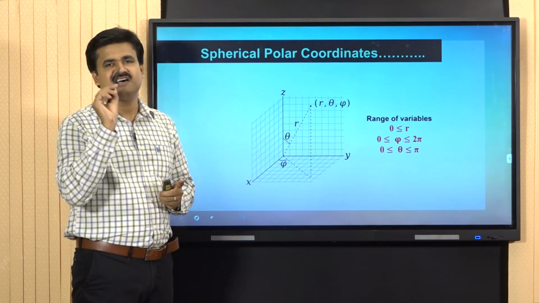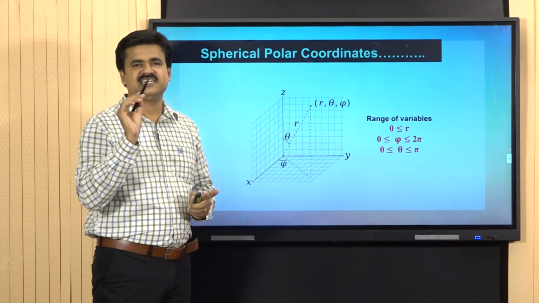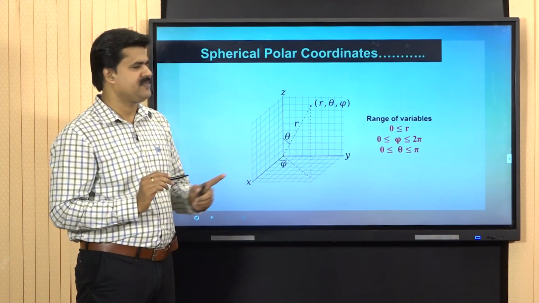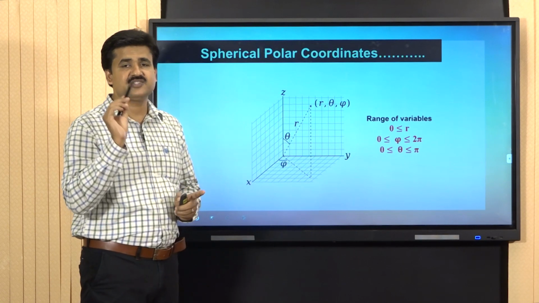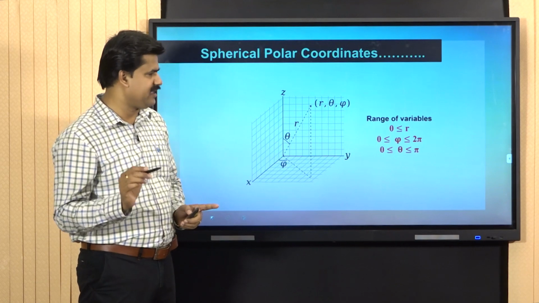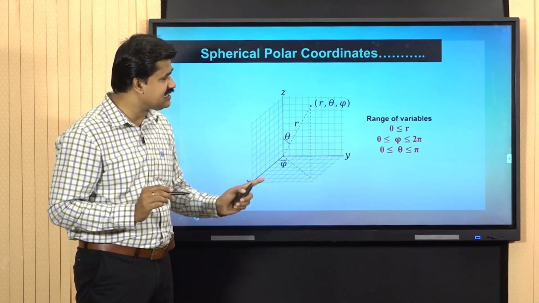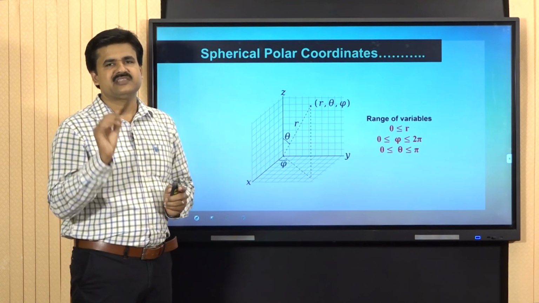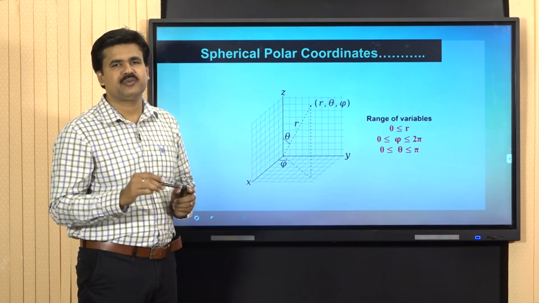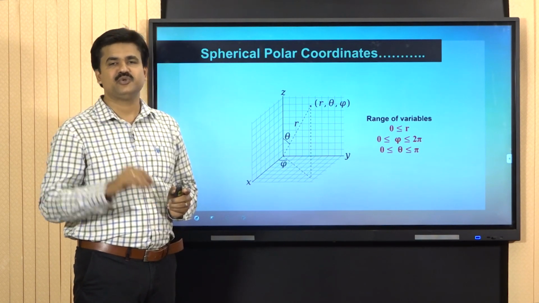That is, phi ranges from 0 to 2 pi. And pi is another term. Pi is 180 degrees, and we can find out the range of theta like this. It is from 0 to pi. That is, the range can be represented as 0 less than or equal to theta less than or equal to pi. So, theta ranges from 0 to pi, phi ranges from 0 to 2 pi, and r ranges from 0 to any higher value, or 0 to infinity.